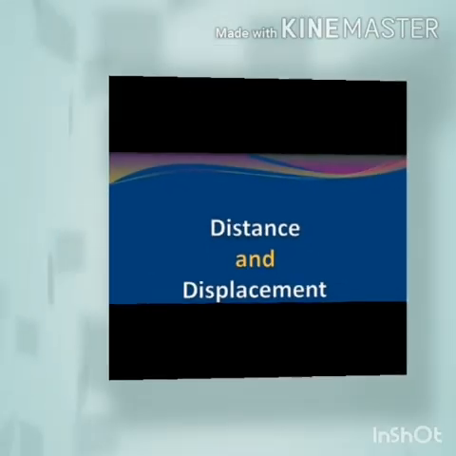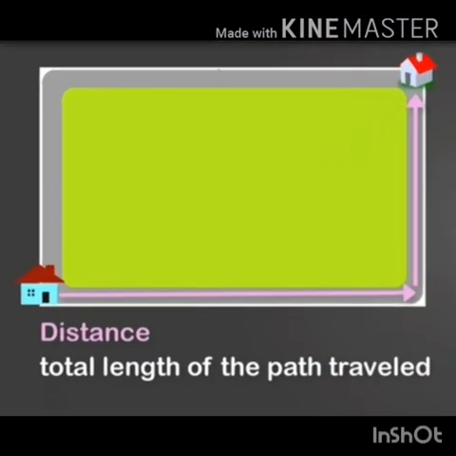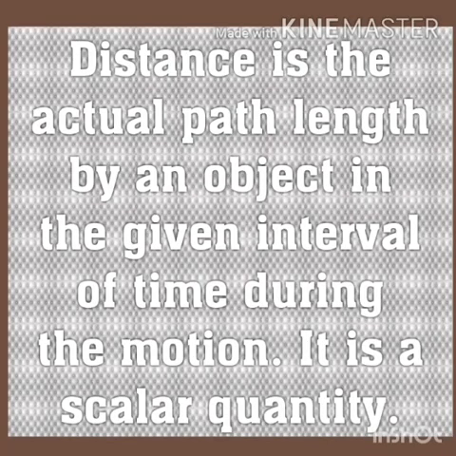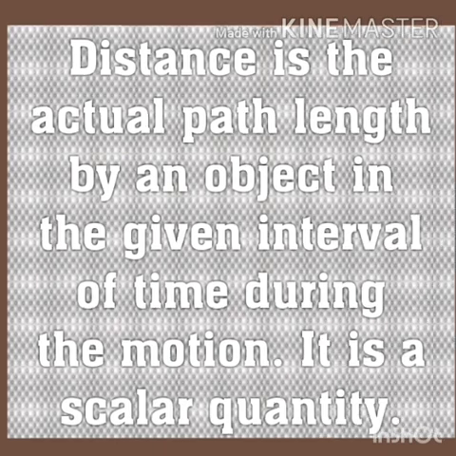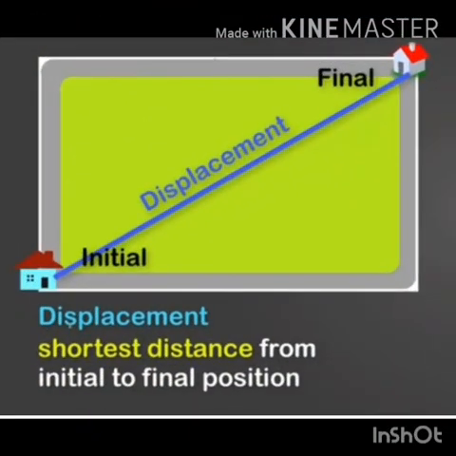The first one, distance. Distance is the total length of the path traveled. The definition of distance is the actual length of the path traveled by an object in the given interval of time during the motion. It is a positive scalar quantity. Scalar means only magnitude.